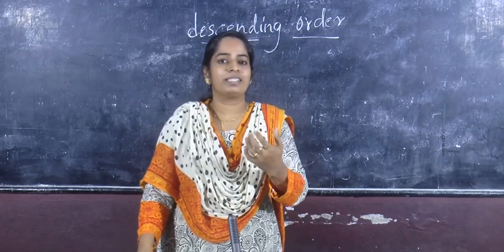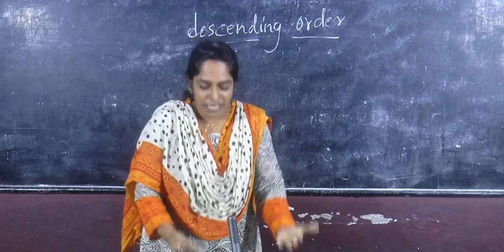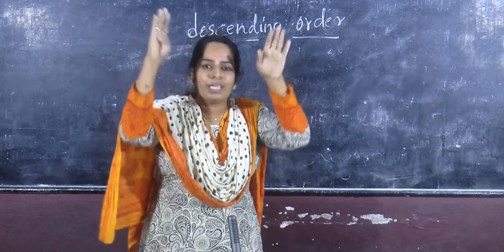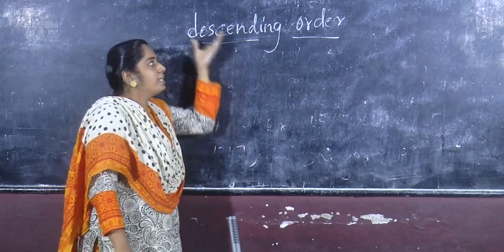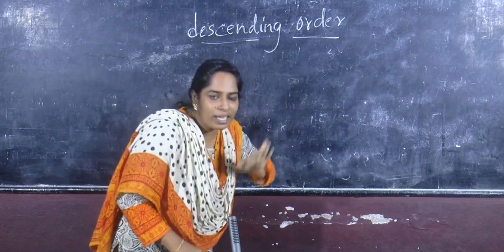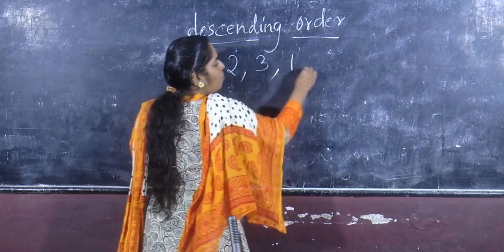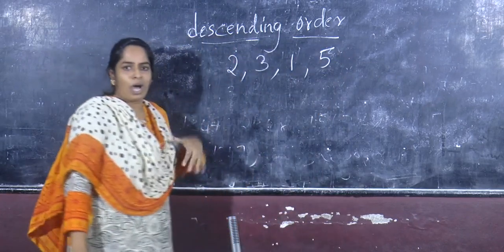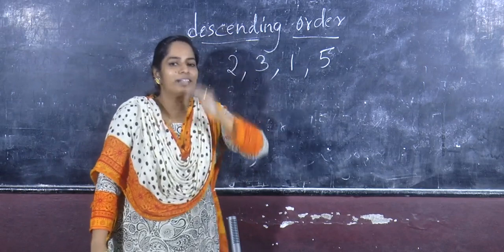We will get what? What is descending? Descending means decreasing. Ascending means increasing and descending means decreasing. So from the word itself, we are getting what? Descending means decreasing. So when I write these numbers, 2, 3, 1, 5, how will you write them in descending order? Descending means it is decreasing.